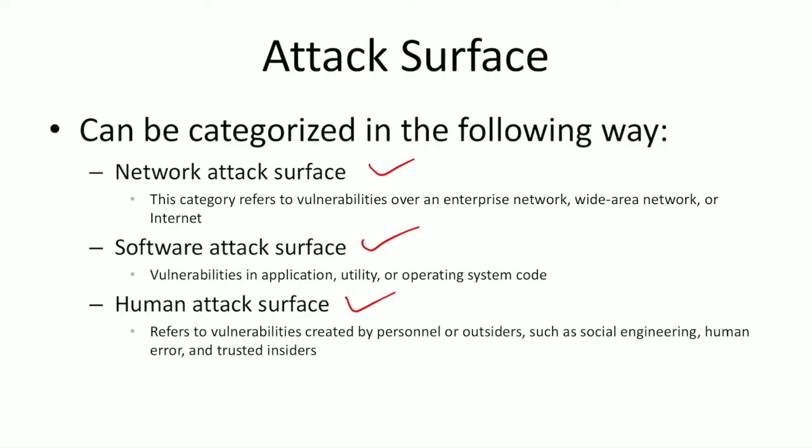Software attack surface refers to vulnerabilities in application, utility, or operating system code. A particular focus in this category is web server software. Human attack surface category refers to vulnerabilities created by personnel or outsiders, such as social engineering or human error, as well as from trusted insiders.